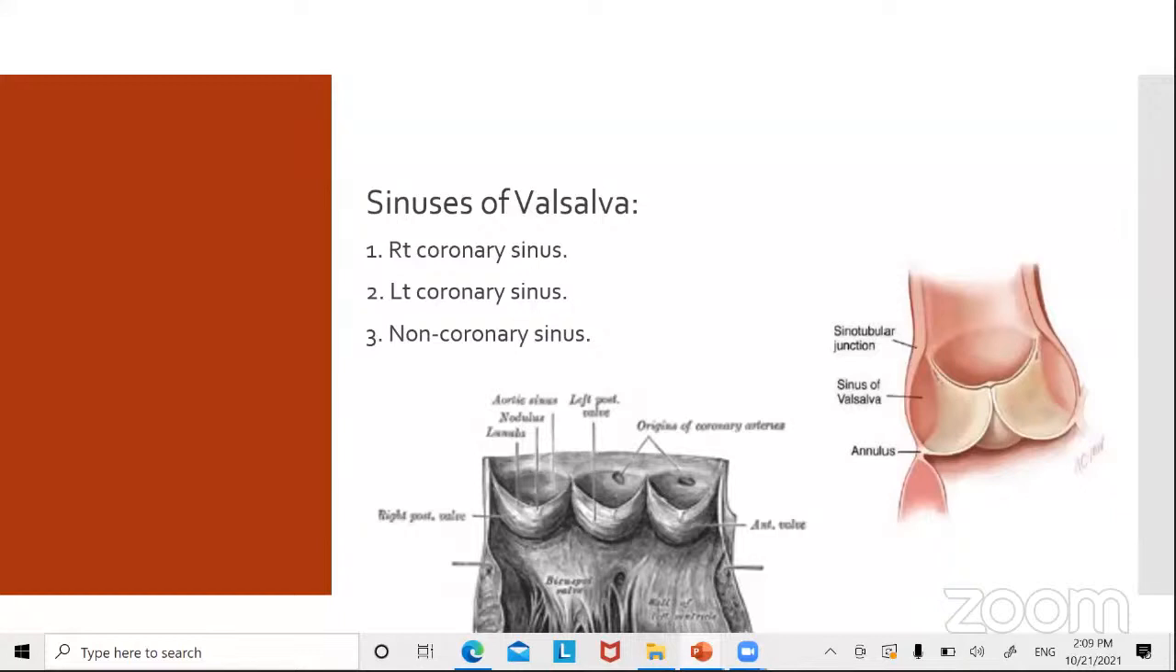We have the left posterior coronary sinus, which gives rise to the left coronary artery, the anterior right coronary sinus, which gives rise to the right coronary artery, and the right posterior aortic sinus. Usually it gives rise to no vessels and is often known as the non-coronary sinus.